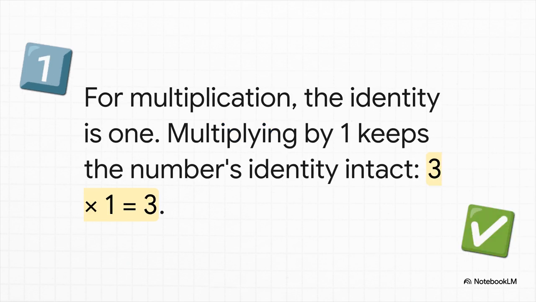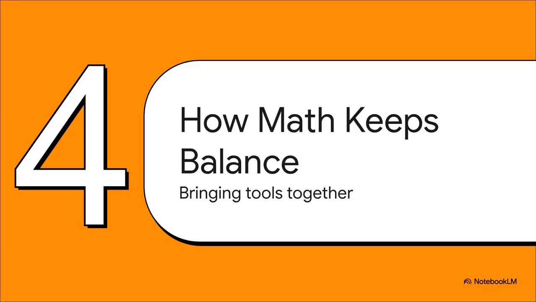And for multiplication, that special number is 1. If you take the number 3 and multiply it by 1, you still have 3. Multiplying by 1 keeps that original number's identity perfectly intact. It's a constant.